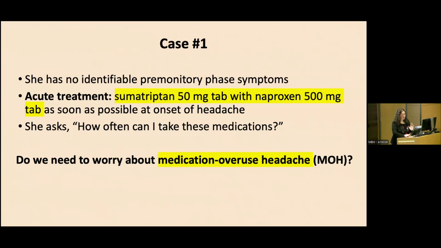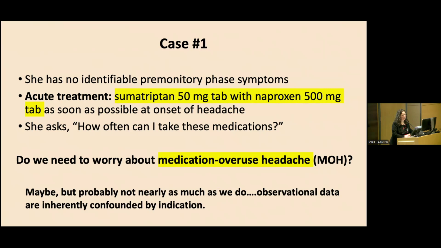So for her, it's going to make sense for her acute treatment to be that sumatriptan 50 milligrams with naproxen 500 milligrams as soon as possible at the onset of headache. And she's going to ask, how often can I use these? And this brings up this question about medication overuse headache. Is this something we need to worry about? Maybe, but probably not quite as much as it tends to get worried about.